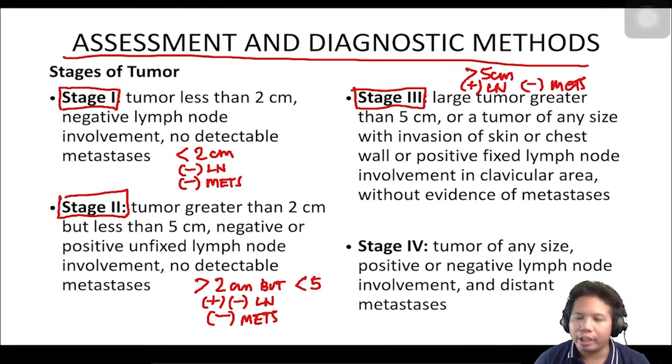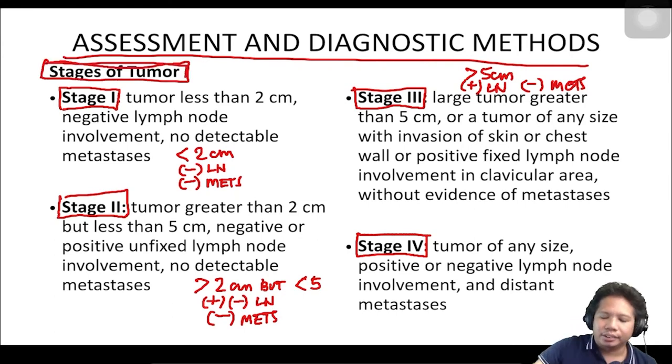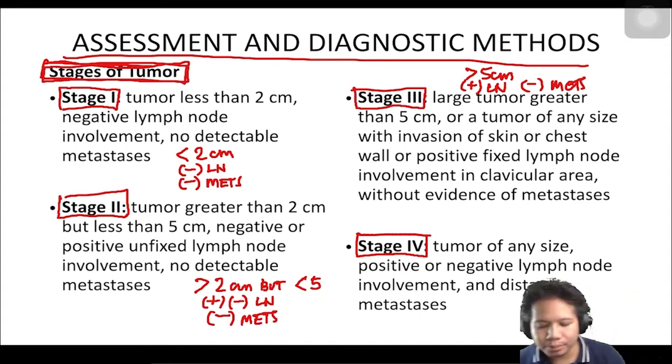And in the clavicular area, when you palpate here, the lymph nodes in the clavicular area are enlarged. But negative mets. Okay, when you say stage 4, this is not stage 4 cancer, class, ha? Let me remind you again, it's just stages of tumor. We're not saying stages of cancer yet. Okay, it's just the stages of tumor.